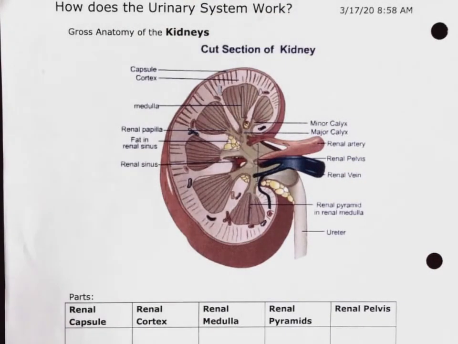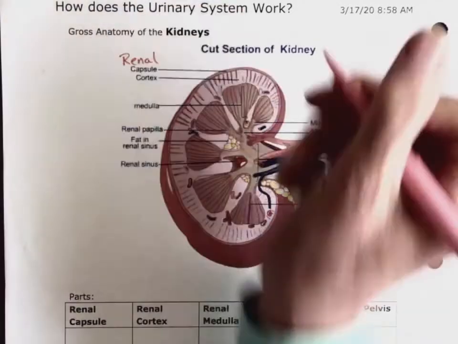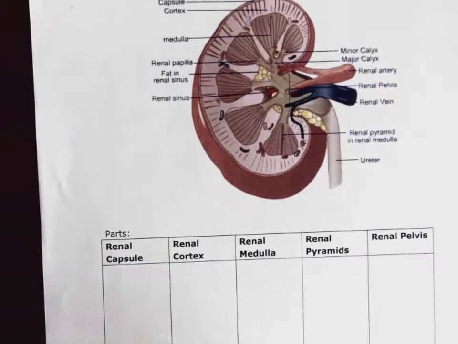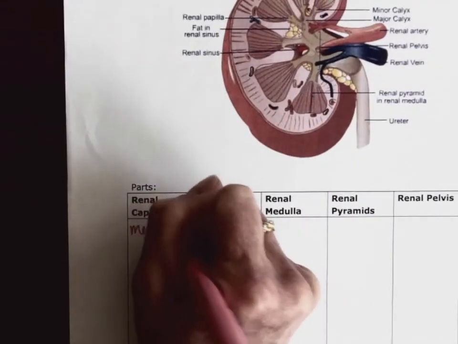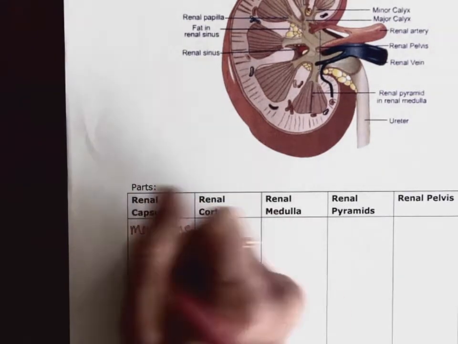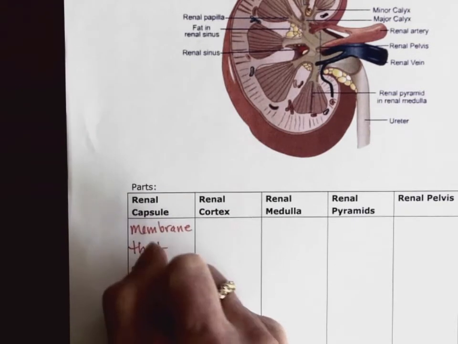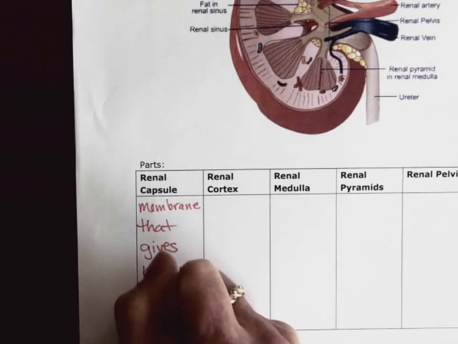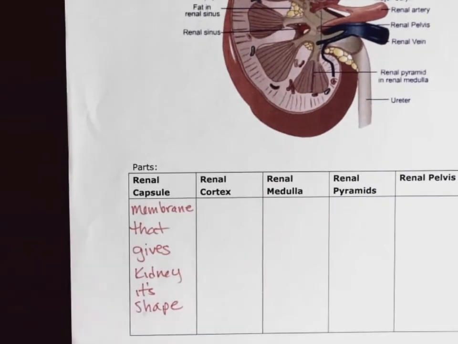So the first thing we're going to talk about is the renal capsule, which is this outer epithelial tissue membrane that wraps around the kidney to give it its distinctive shape. Okay, so that's the first part.